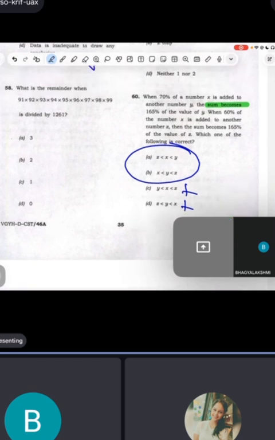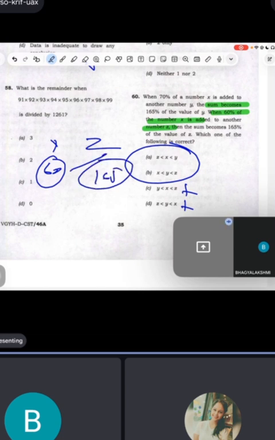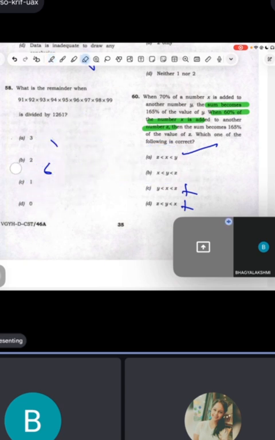Now let's read the second one. When 60% of x is added to another number z, this is x and this is z, 60% of x is added to z, so it becomes 165%. It means I'm reducing less from x and getting more change in z. It means here x is greater. It means x is greater than z. So the first will be the answer. This is the easiest way to solve this question, guys.